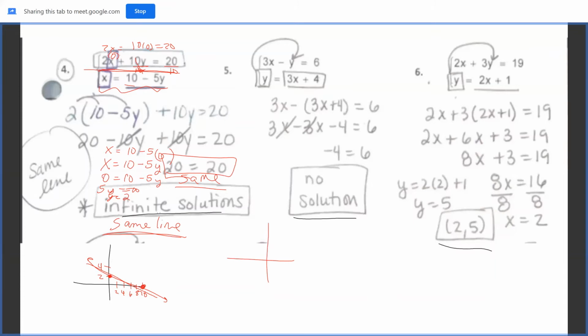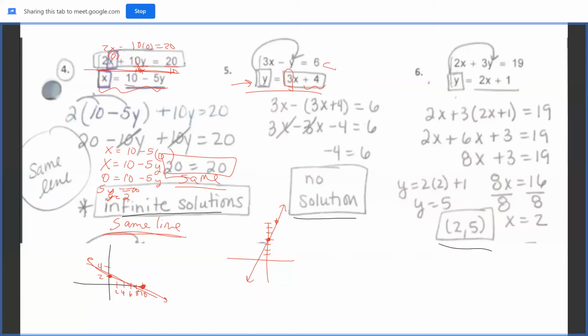Notice that this one has a positive slope of 3 and a y-intercept of 4. So it's going to intersect the y-axis at 4. And it has a slope of 3. So you rise 3, run 1, put a point. There's your graph for the second equation. Now, notice I'm not using substitution. And I'm not solving equations.